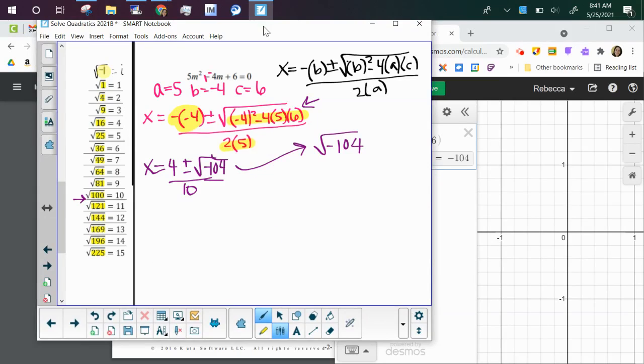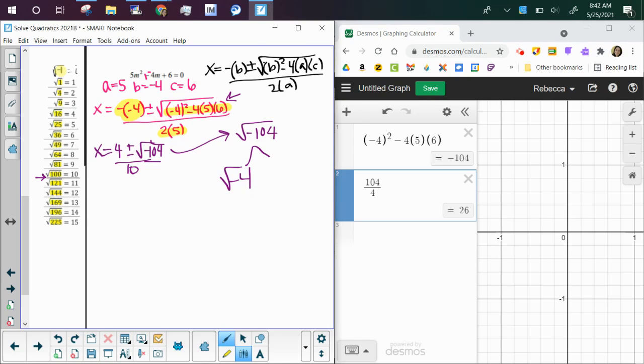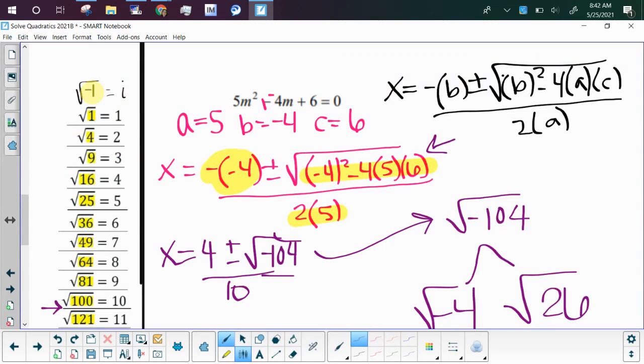So when I'm doing this, again, I'm going to use Desmos to help me. So I've got to start with 104 divided by 100, decimal, 81, decimal, 64, decimal, 49, decimal, 36 is a decimal, 25 is a decimal, 16 is a decimal, 9 is a decimal, oh, and 4 is a whole number. So I'm going to break this up into -4, because I want the negative to go with it, and square root of 26.